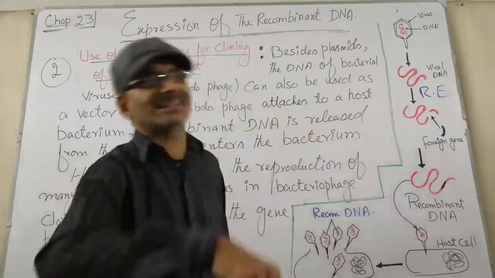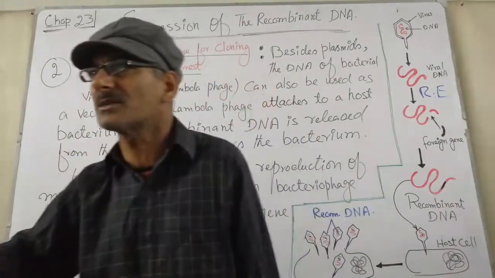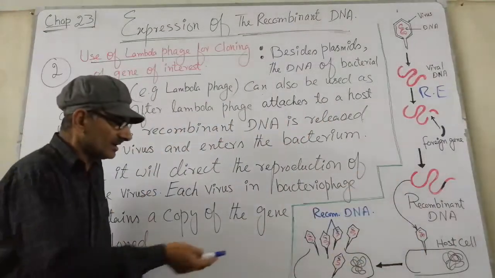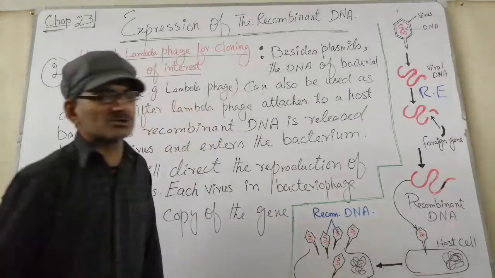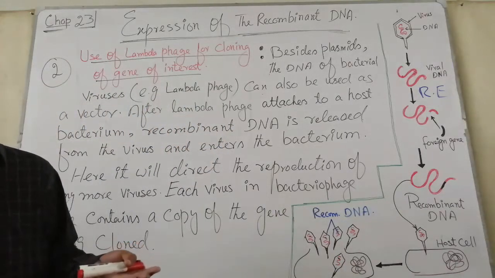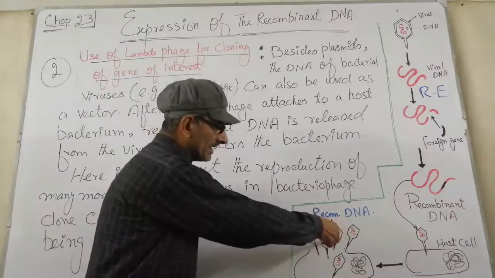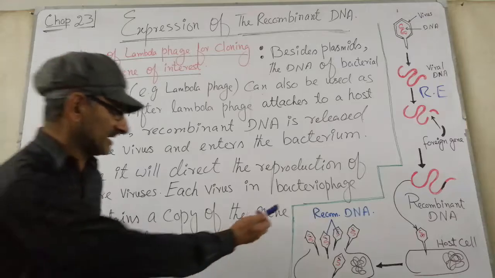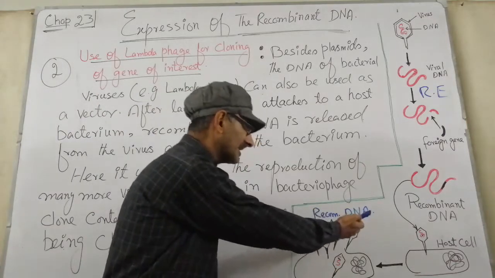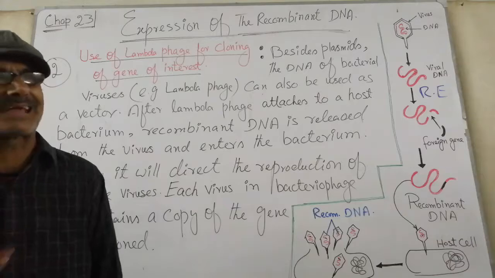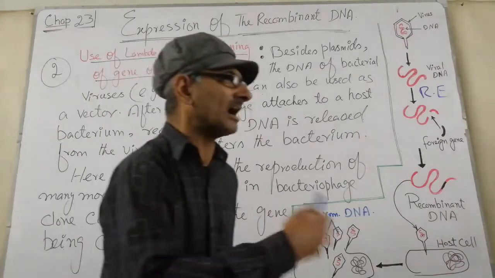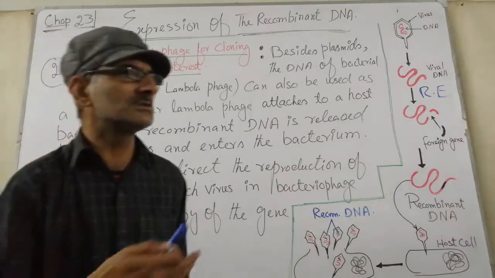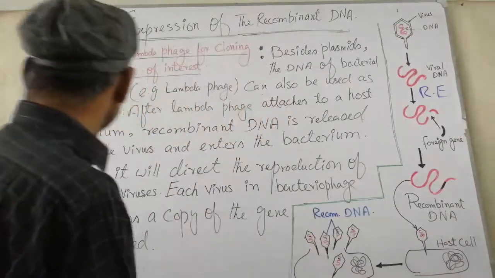And so in every virus, in every lambda phage, there is a recombinant DNA present. And so when the host cell bacterium bursts, many lambda phages are released, and in every lambda phage there is the recombinant DNA. And so in this way we can get many copies of the gene of interest, many copies of DNA, which can be used for further analysis.